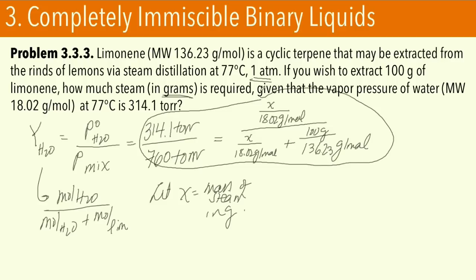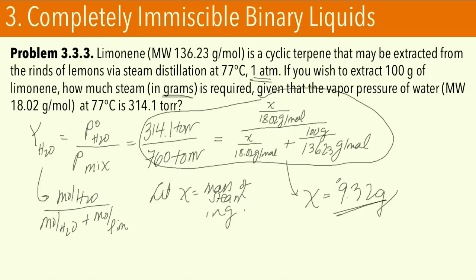So overall we have this equation over here, and we could easily solve for X. Upon solving for X, this will give us the mass of steam in grams, which is 9.32 grams. So if we steam distill limonene and we collect 100 grams of limonene, in the distillate we'll also have 9.32 grams of water.